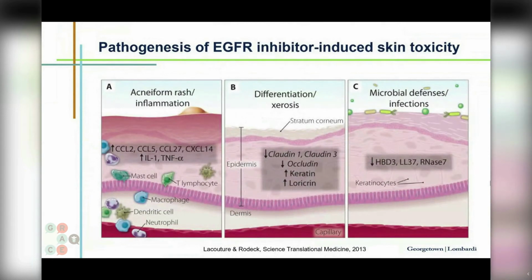So when EGFR is inhibited in the skin, there are several changes that happen. First of all, there's an alteration in the chemokine expression in the skin, leading to recruitment of some of the innate and adaptive immune cells, such as macrophages, dendritic cells, and T cells. And this is followed by alteration in the differentiation of the epidermis, which is the upper part of the skin, and also change in the expression of antimicrobial defense genes in the keratinocytes. And a combination of these factors leads to the development of skin toxicity in the setting of EGFR inhibitors.